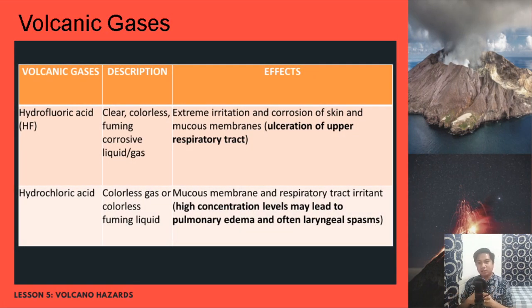Next, we have your hydrofluoric acid. It is a clear, colorless, fuming, corrosive liquid or gas and may result in ulceration of the upper respiratory tract. There is formation of ulcers or blisters once inhaled. And of course, we also have your HCl, or hydrochloric acid. It is a colorless gas or colorless fuming liquid that may lead to pulmonary edema and laryngeal spasms.